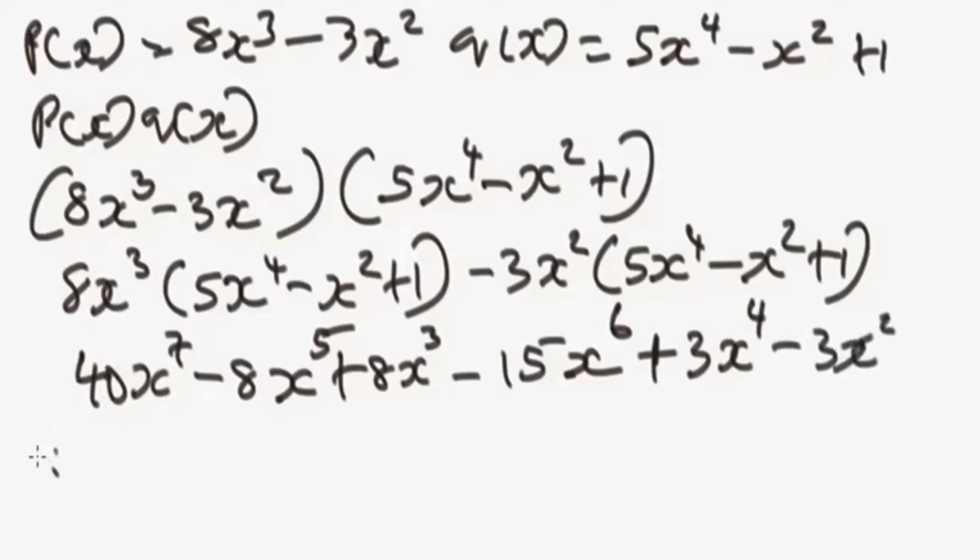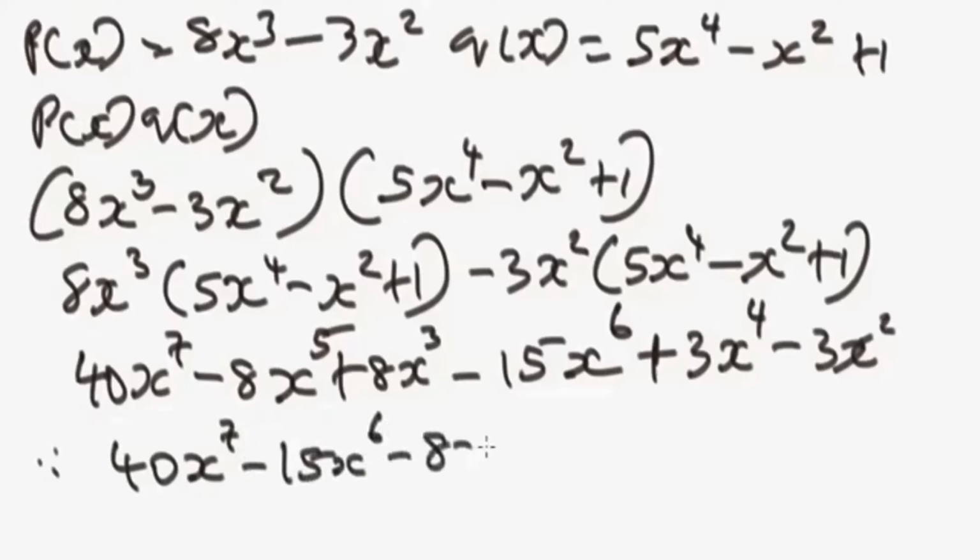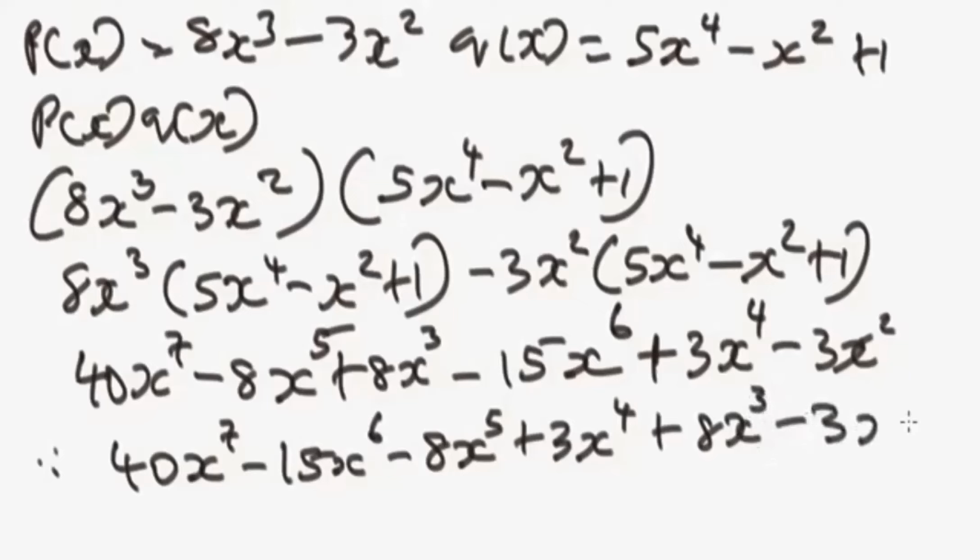So finally, our answer, arranging them properly, is going to be 40x to the power 7 minus 15x to the power 6, minus 8x to the power 5, plus 3x to the power 4, plus 8x to the power 3, and minus 3x squared. And this will be our final answer.